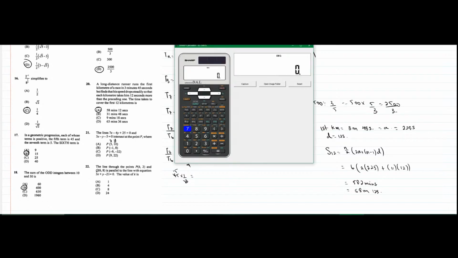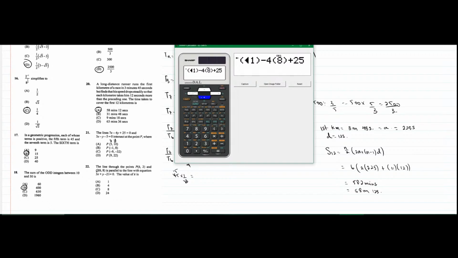So for the first equation, I have 7x take away 4y plus 25, supposed to be 0? No. So A is not a part of the answer. So again, I change my x and my y value. I check in this number 2. Minus 1 is my x, and 8 is my y. I get minus 14. Not the answer.